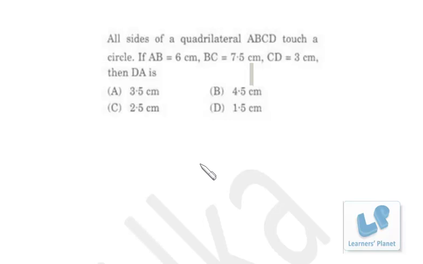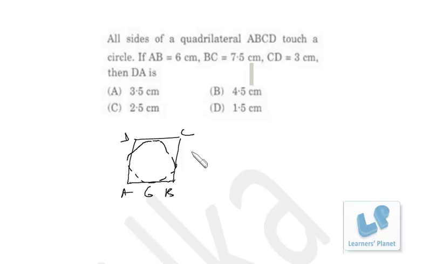Now, all sides of a quadrilateral ABCD touch a circle. If AB, BC, CD is given, then DA is equal to. See friends, if a circle is inscribed in a quadrilateral, suppose this is a quadrilateral and a circle is inscribed, then sum of opposite sides should be equal, right? It is A, B, C, D. That is actually mandatory, right? Then only a circle can be inscribed in a quadrilateral if the sum of opposite sides is equal.